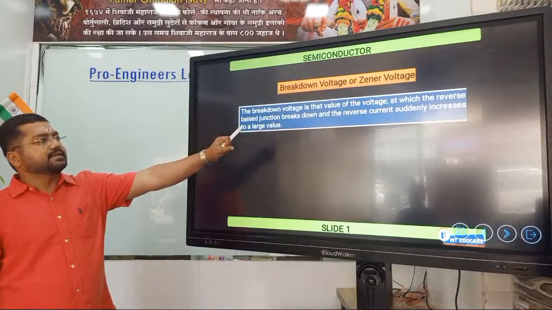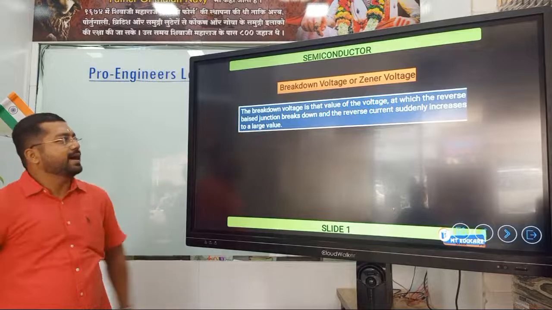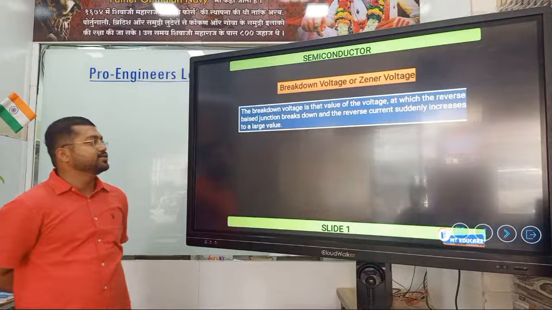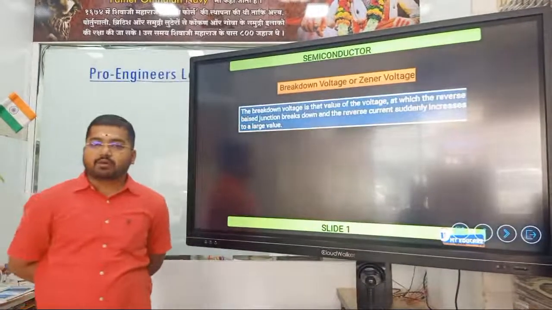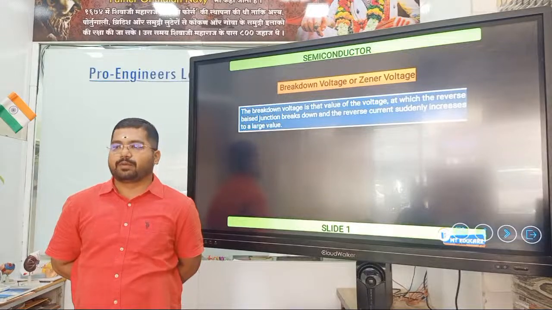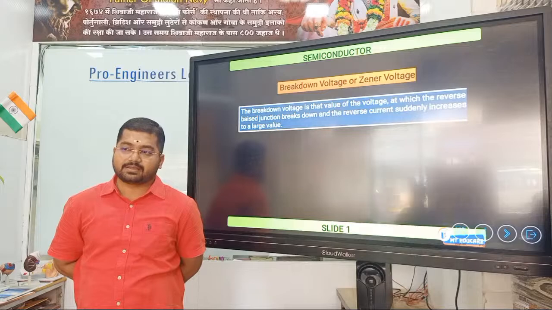Breakdown voltage is that value of the voltage at which the reverse bias junction breaks down and reverse current suddenly increases to a large value. अभी हमें forward current की बात नहीं करनी है. क्यों? Because it does not work in forward bias. We have to talk about reverse current because it works in reverse bias.